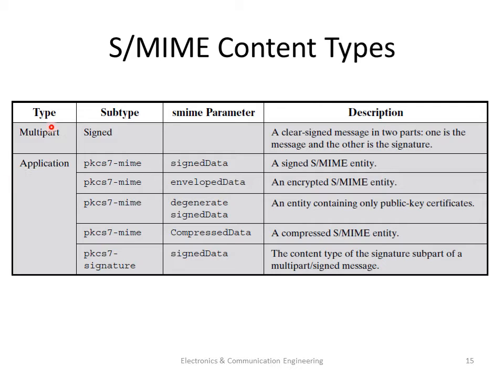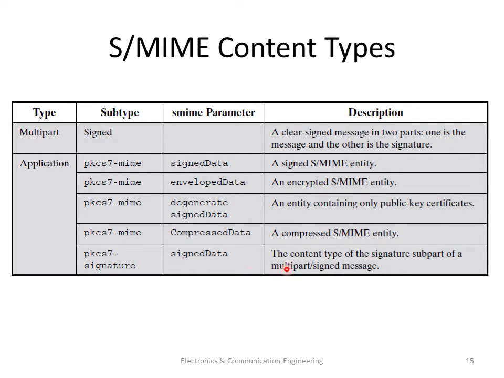Then another type is application, and the subtypes for that are PKCS7 MIME and PKCS7 signature. These are the subtypes, and these are the S-MIME parameters used in the application subtypes. When they say signed data, it is a signed S-MIME entity. If they say enveloped data, then it is an encrypted S-MIME entity. And degenerate signed data is an entity containing only public key certificates. And if it is compressed data, then it is a compressed S-MIME entity. So we will be looking again at what these entities are.